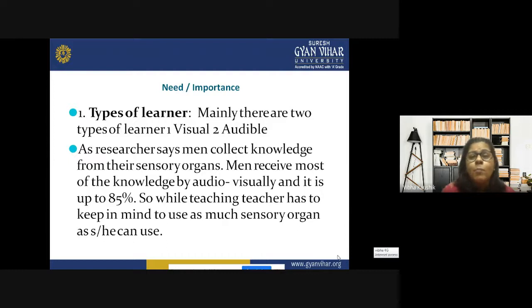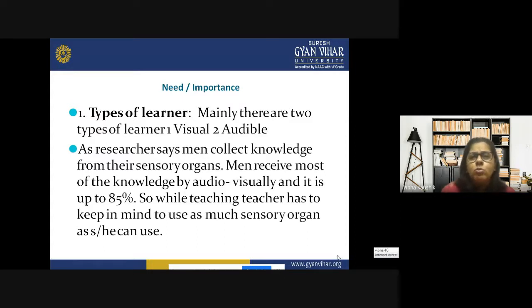Now, need and importance of the stimulus variation skill. Why the teacher should use stimulus variation skill while teaching the learners. Now, the first one is type of learners. Mainly, there are two types of learner. One visual and second audible.